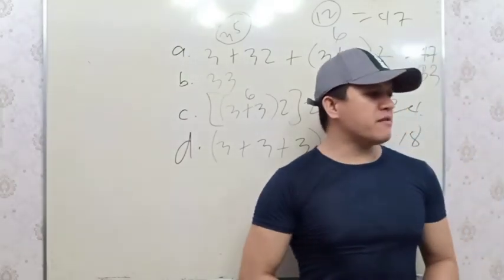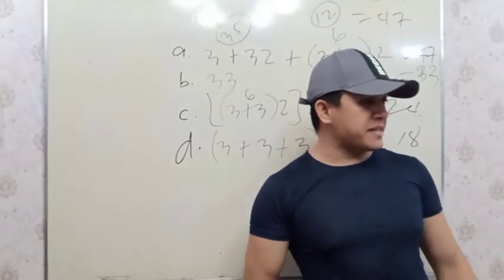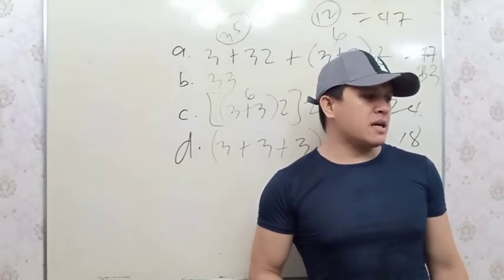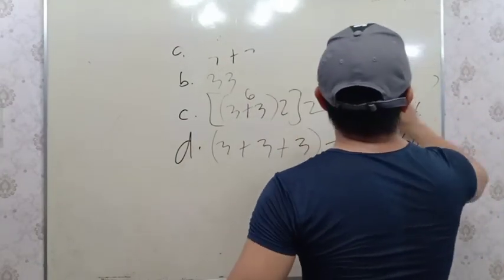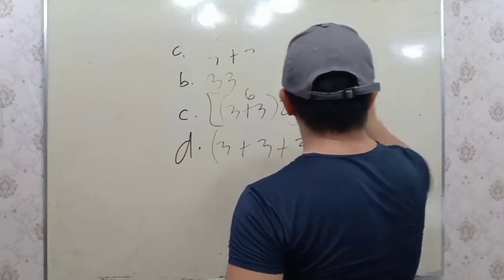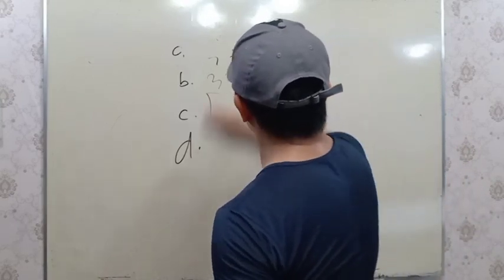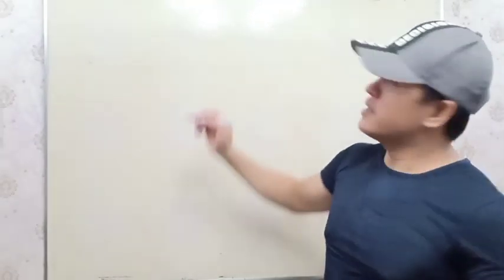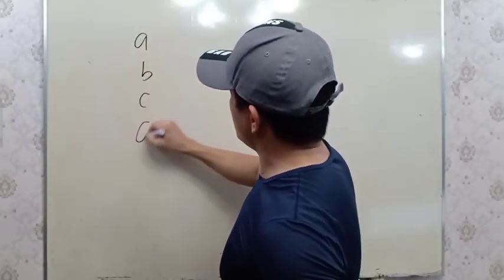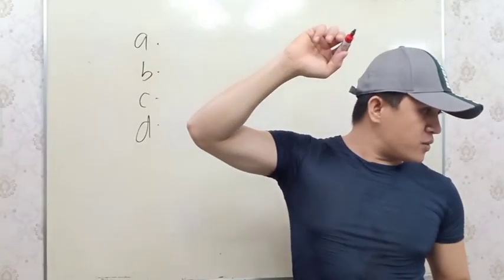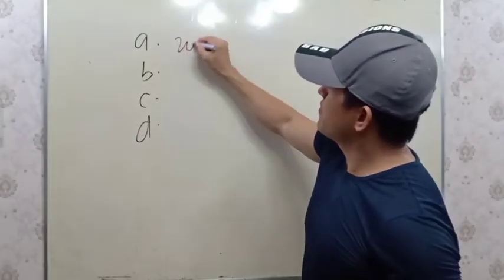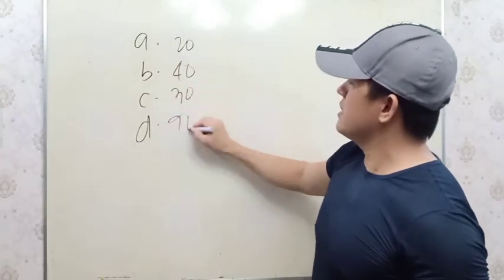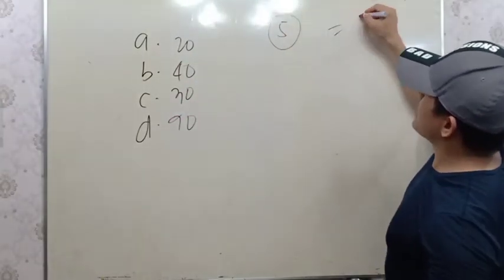The average of 5 different counting numbers is 20. What is the highest possible value that one of the numbers can have? Okay. Choices A, B, C, D. We have 20, 40, 30, 90. Okay, average of 5 numbers, this is 20.